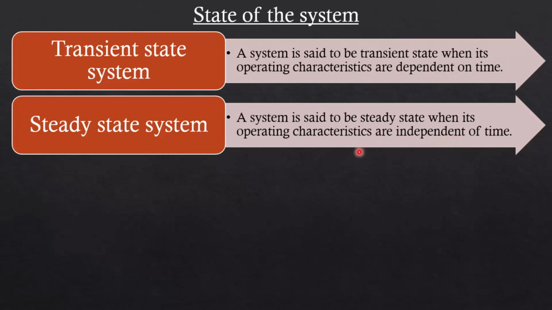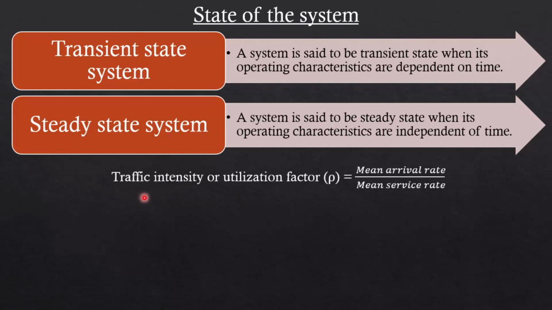Now, usually a system is transient during the early stages of its operation, when its behavior still depends upon the initial conditions such as the number of customers in the system and the elapsed time. However, it is the long run behavior, or the steady state condition of the system, which is more important to us.